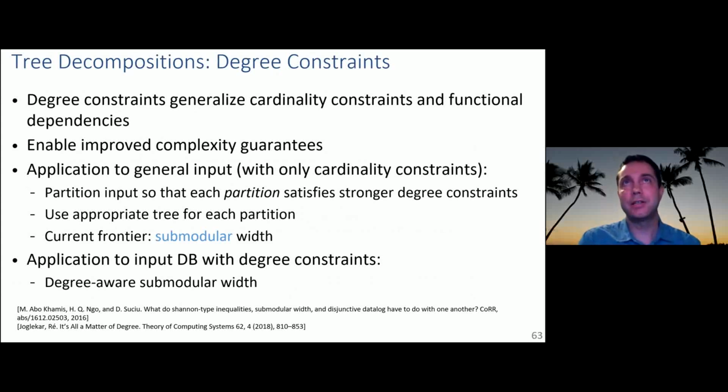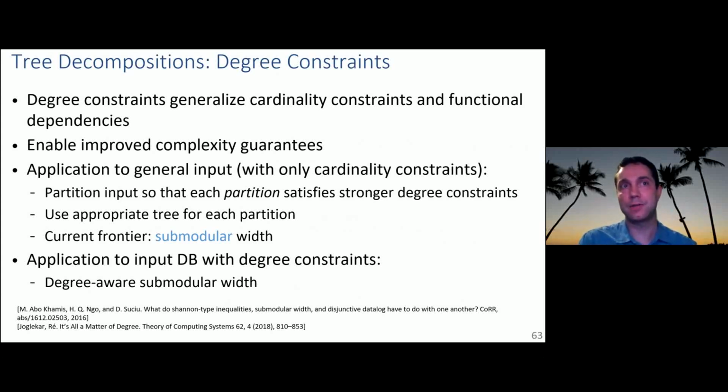Now, if we have additional degree constraints, I showed you with the examples that it is possible to do better by exploiting those degree constraints. And degree constraints generalize cardinality constraints, like that relations are at most of size n, and also functional dependencies. Using those degree constraints, we can actually now show stronger performance guarantees, like I showed you in the example. So even if we have a general input where we do not have anything more than cardinality constraints, by doing this decomposition into multiple query plans, we can still get a better performance.